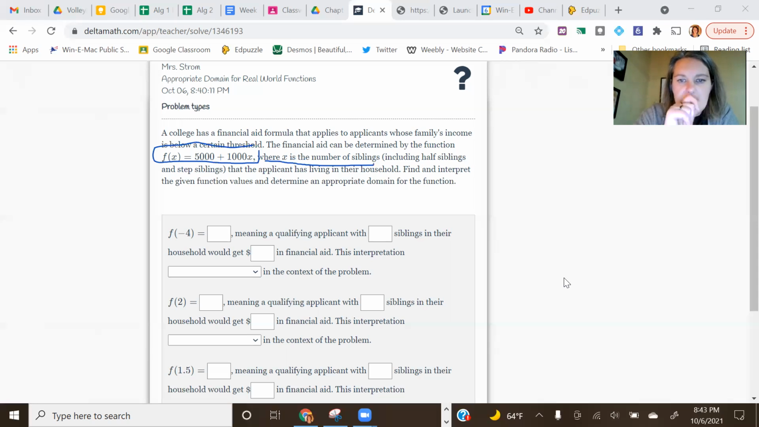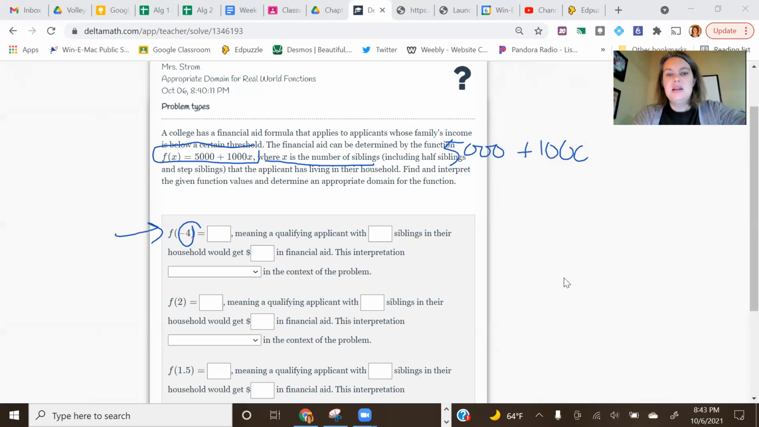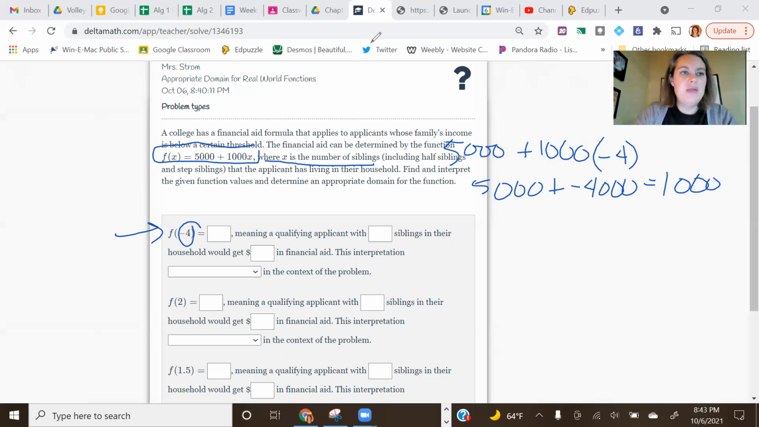Let's not worry about that last part for now, but find and interpret the given function values. Down here, it says f of -4. We've learned that if there's a -4 here, I'm plugging that in for my variable. So I'm going back up here to the 5,000, and then it says plus 1,000 times x. So 1,000 times -4. So I've got 5,000 plus -4,000, which gives me 1,000. So I'm going to type in 1,000.